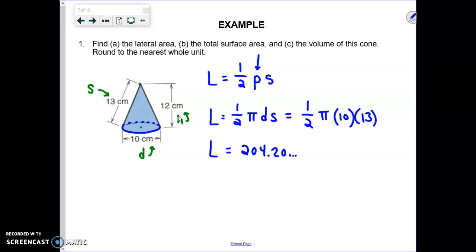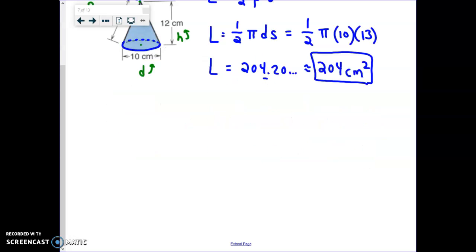And then it says round to the nearest whole unit, so that would be approximately 204 square centimeters, because remember, this is a lateral area. Okay? So good so far? If you did it on your own, did you get it right?